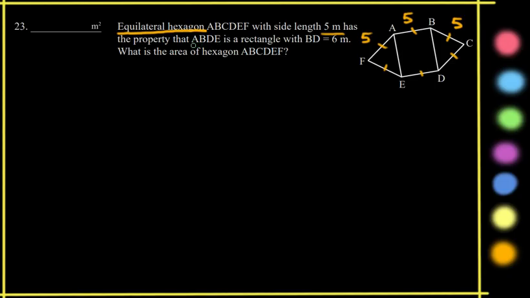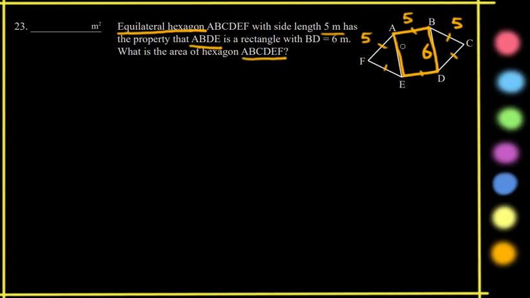It has the property that ABDE is a rectangle. Okay, that's this thing here. ABDE is this middle part here. That's a rectangle. With BD is 6 meters. Okay, so this is 6 meters. And if it's a rectangle, well, this will be 6, and this is 5 because it's equilateral. Okay, what is the area of the hexagon ABCDEF?